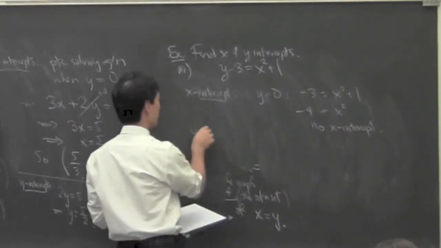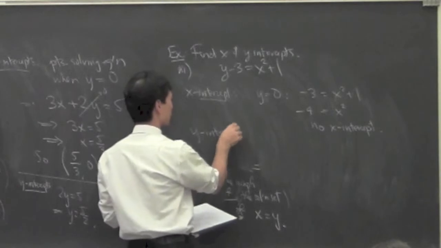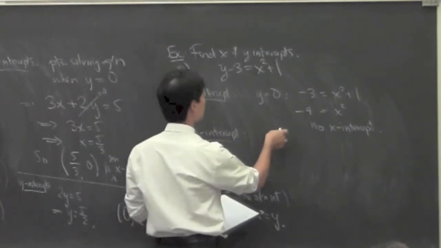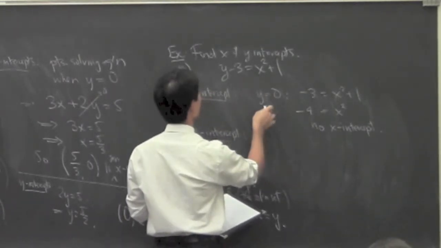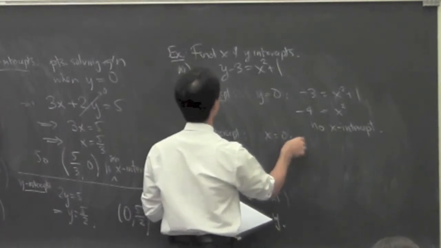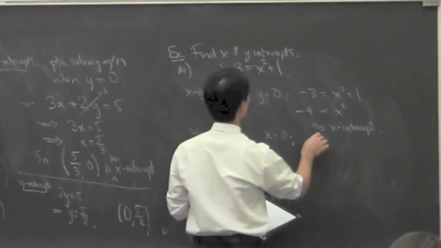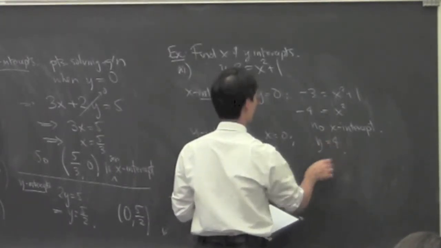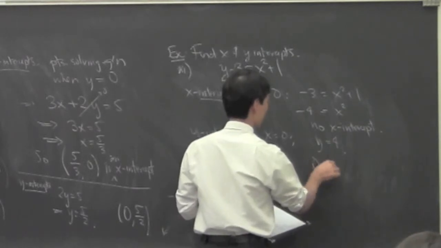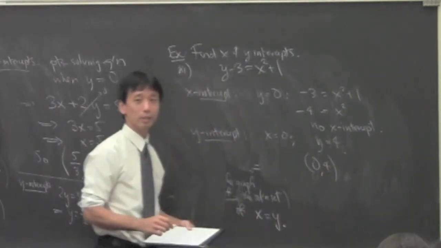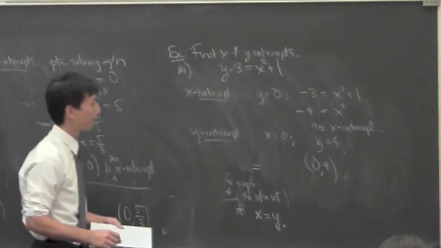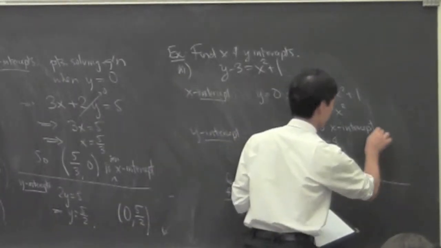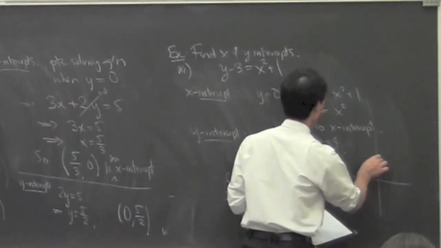Right. And for the y-intercept, you set x equal to 0. X equals 0, and so you see that y then has to be 4, right? So (0, 4) is the y-intercept.